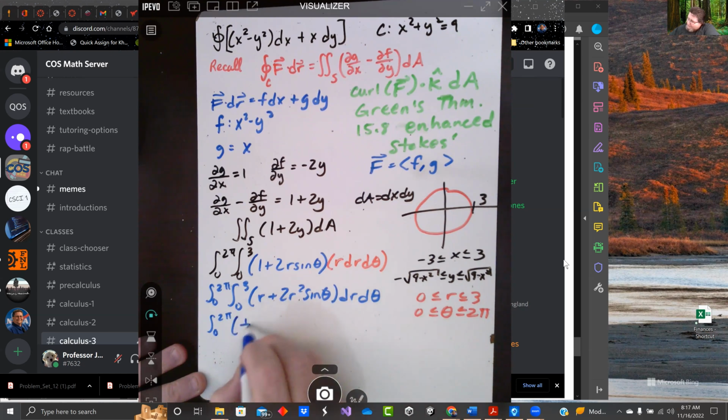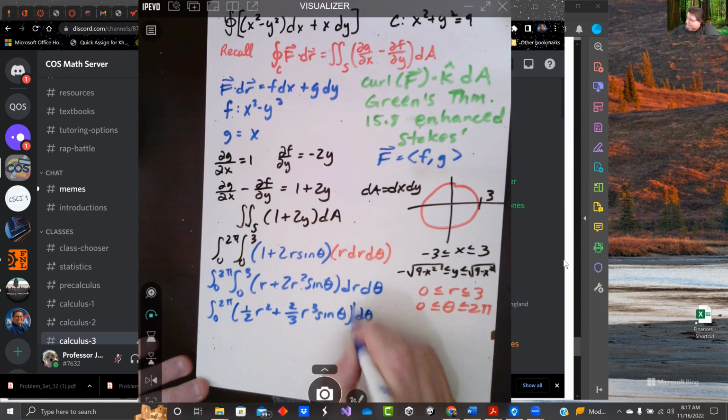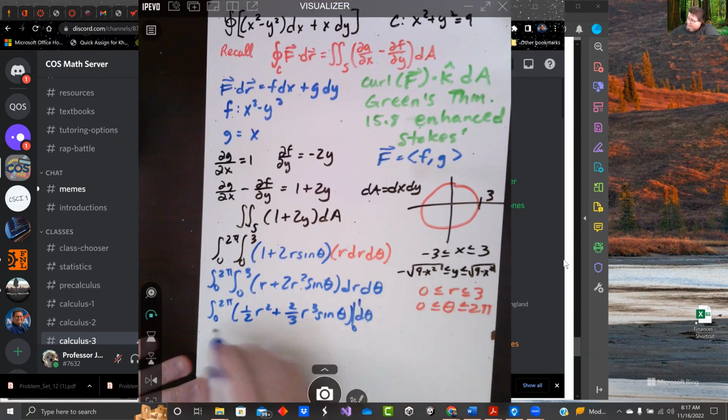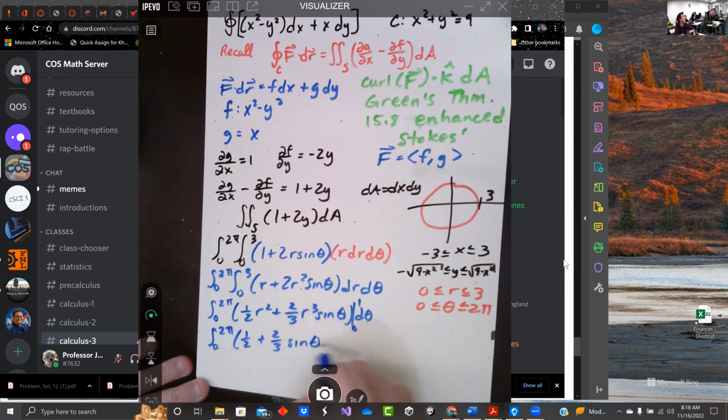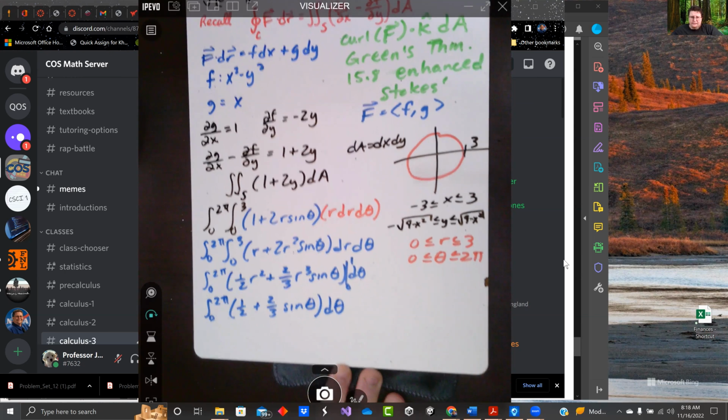So I've got 1/2 r squared plus 2/3 r cubed sine theta d theta, evaluated from 0 to 1 for r. I'm going to pause there. It's not on chapter 1.